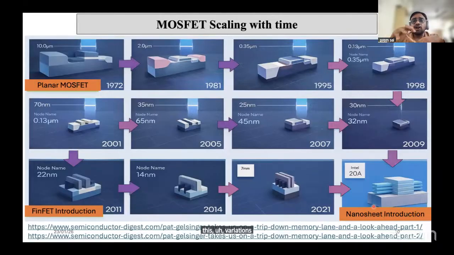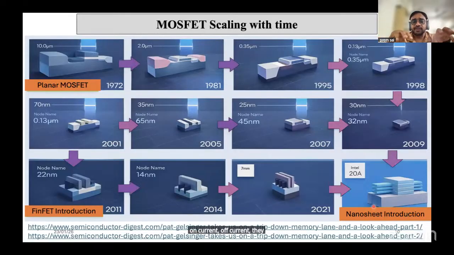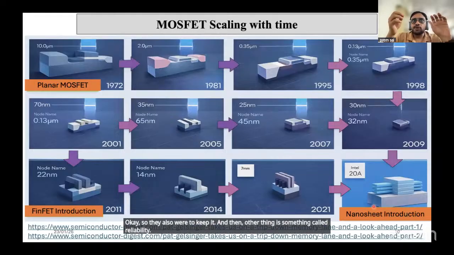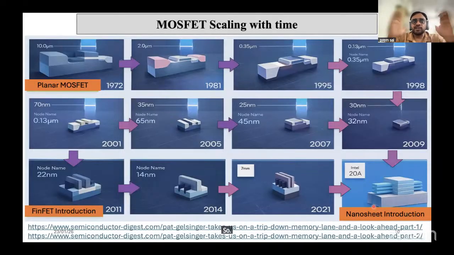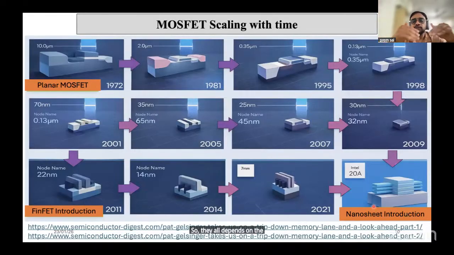On the device level, threshold voltage, on current, and off current all get affected, so we also have to keep those in check. The other thing is reliability: how reliable is my chip, how many years will it work, 10 years, 5 years, or more than that. They all depend on the processes that they do.